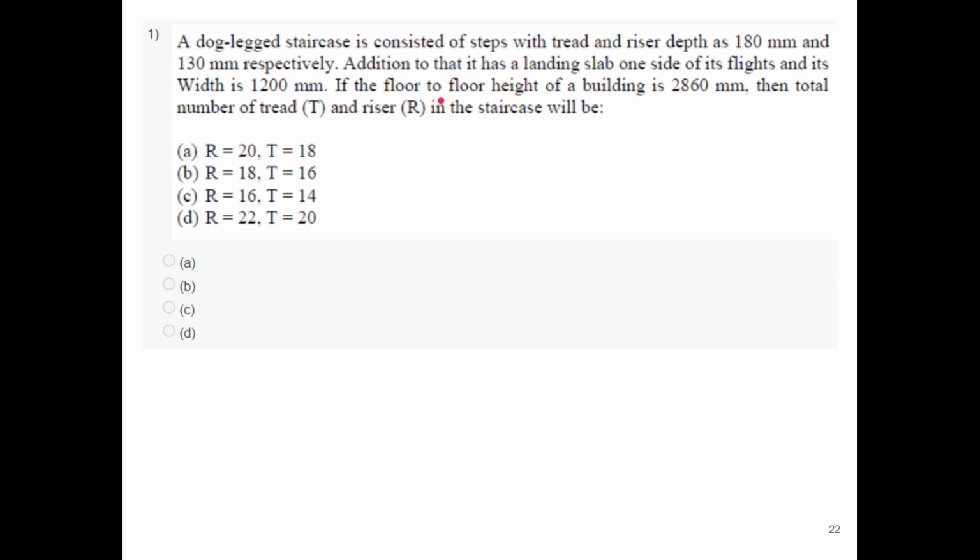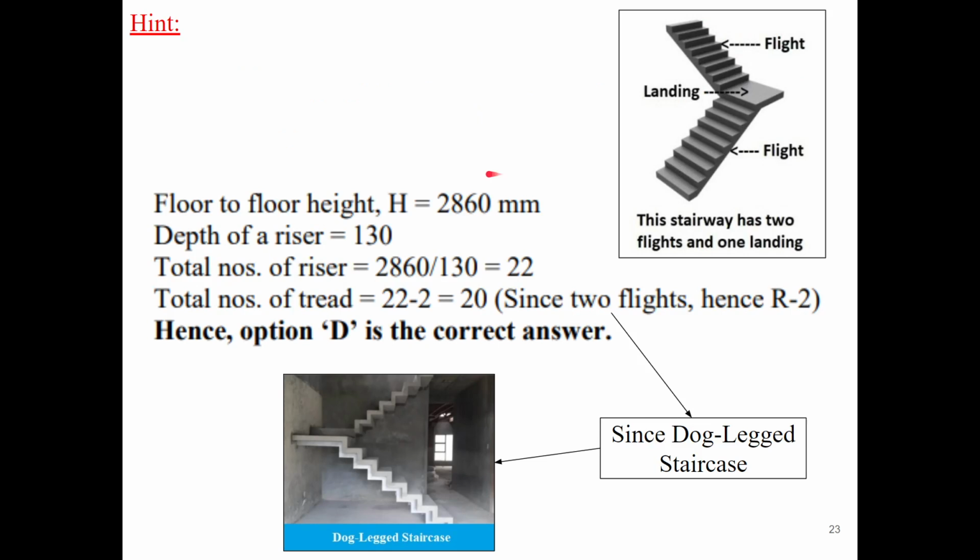It has a tread for each step. The tread length is 180 mm and riser depth is 130 mm. And because it is dog-legged, it has a landing slab in between, and the width of the steps is 1200 millimeter. The floor to floor height, that is the story height, is 2860 millimeters, so we need to find the treads and risers of the staircase. So this is the dog-legged staircase.